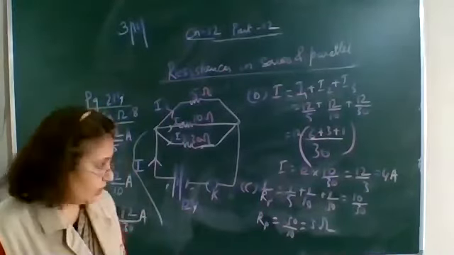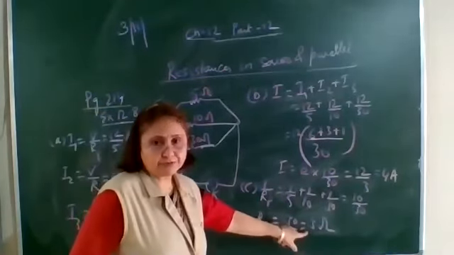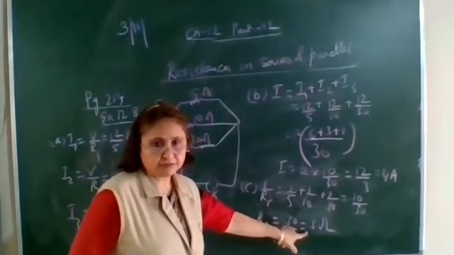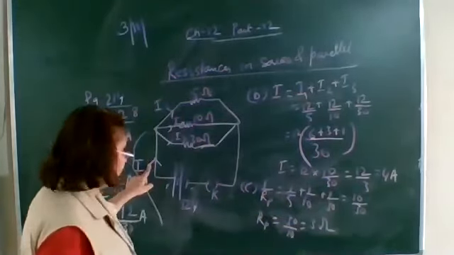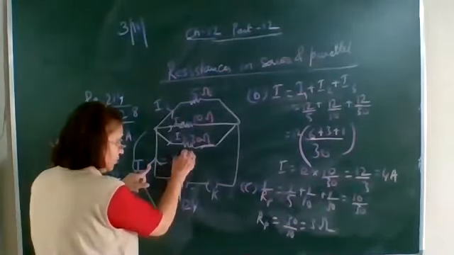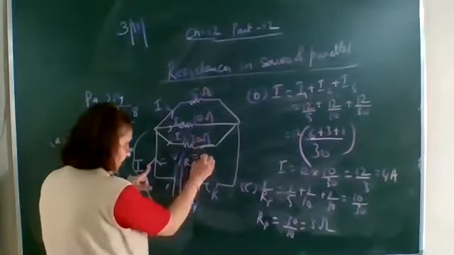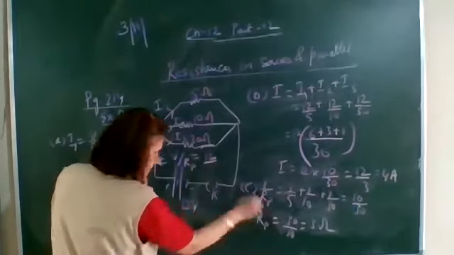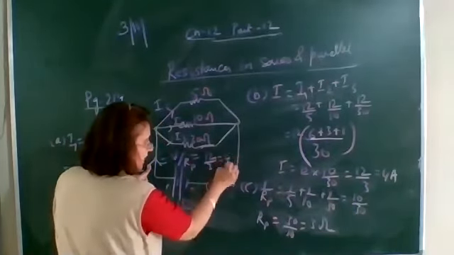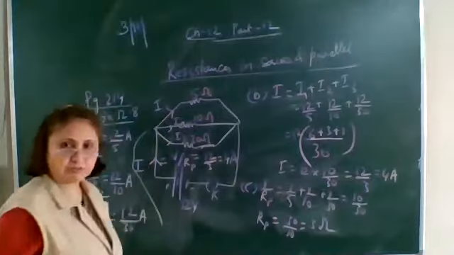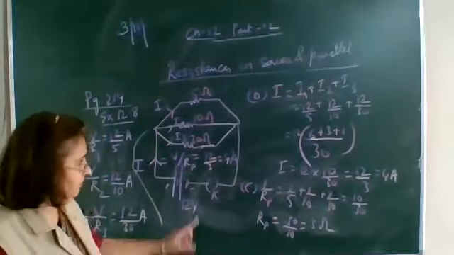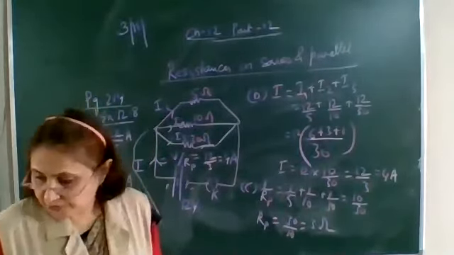Also you can find out the total current from here if the equivalent resistance is given. Total current I will be equal to the total potential difference upon the equivalent resistance. V here is 12 and the equivalent resistance is 3. So again you get the same current, which is equal to 4 amperes. This is how you proceed.